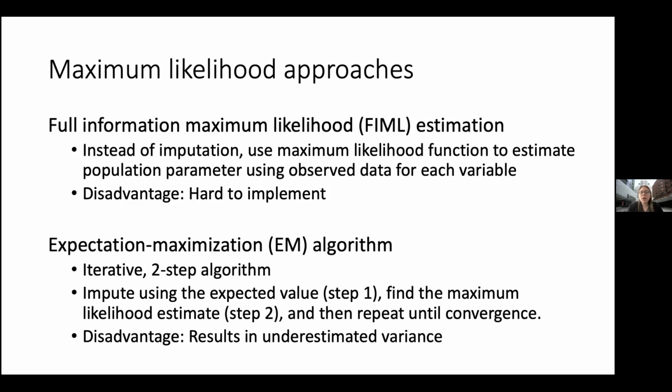There are 2 main approaches that we talk about: full information maximum likelihood, or sometimes we call this direct maximum likelihood estimation. Instead of imputing, we're using something called the maximum likelihood function to estimate the population parameter, and we're using basically all of the observed data that we have and fitting this model. There's a disadvantage to this. It's very hard to implement. Because of all of the assumptions that we have to meet in terms of MAR or MCAR and normality, it's not really a commonly used one.